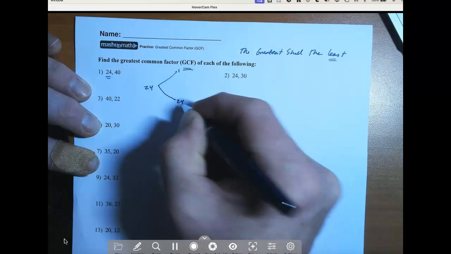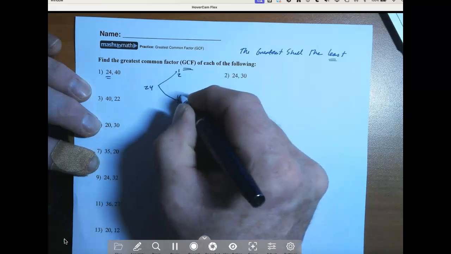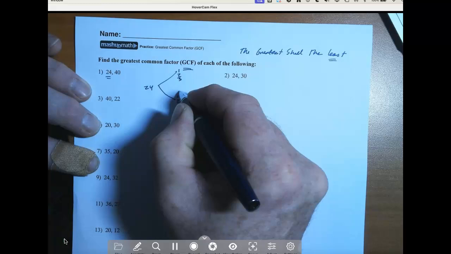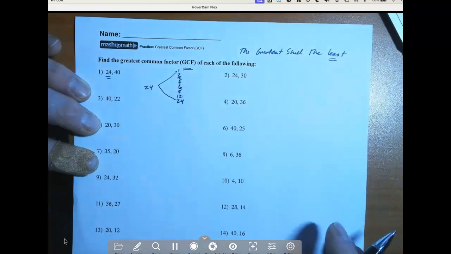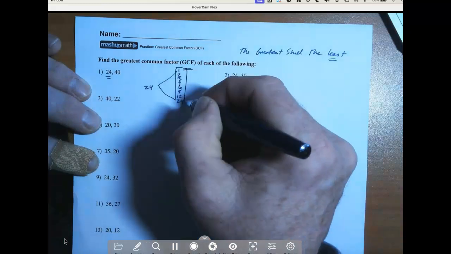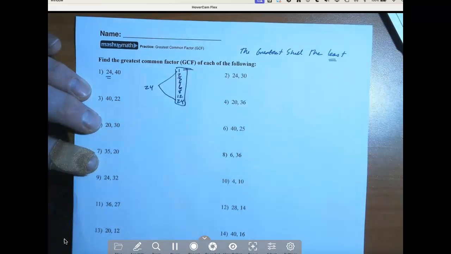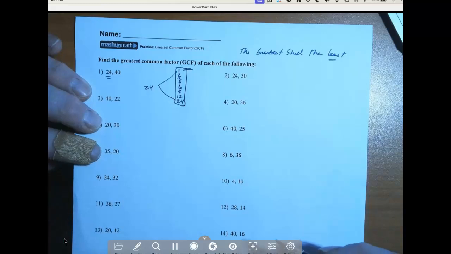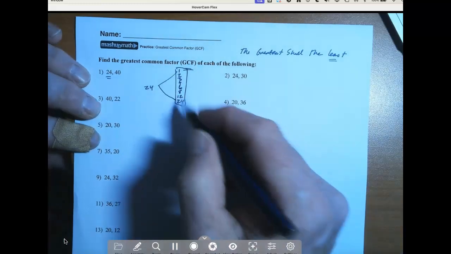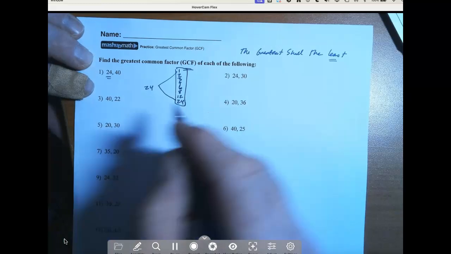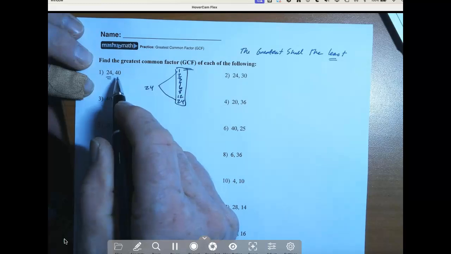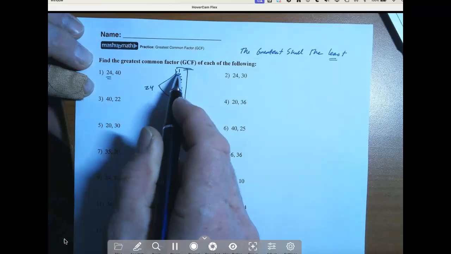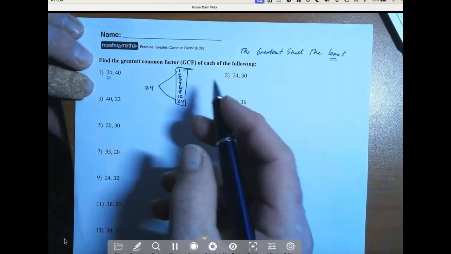1 and 24, 2 and 12, 3 goes in there 8 times, and 4 goes in there 6 times. So now, these are all the factors of 24. I usually put a box around them to make it look different than a factor tree. If these are all the factors of 24, one of these numbers is going to be the biggest number that fits into 40. Now, it could be 1. I don't think it is, but it could be, because 1 goes into every number and it'll be on every factor tree. Well, let's just start at the bottom.